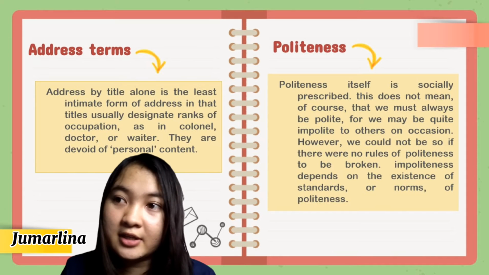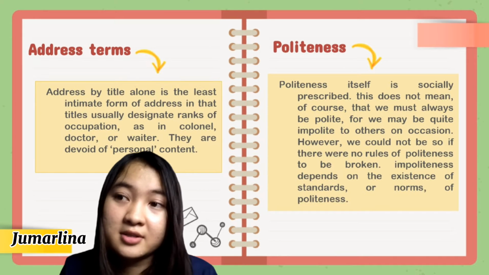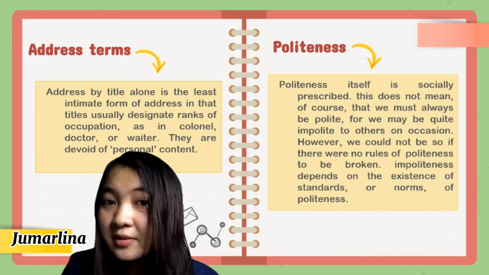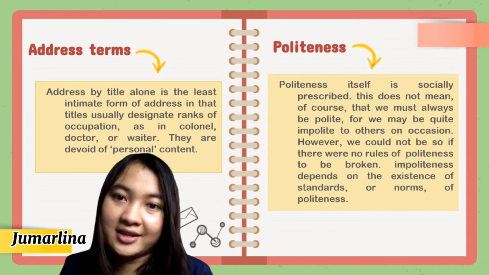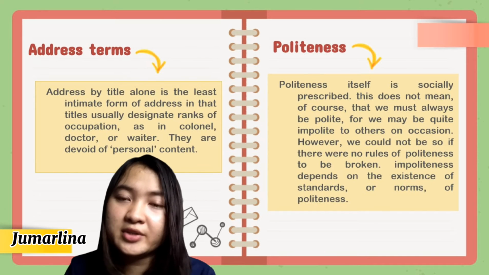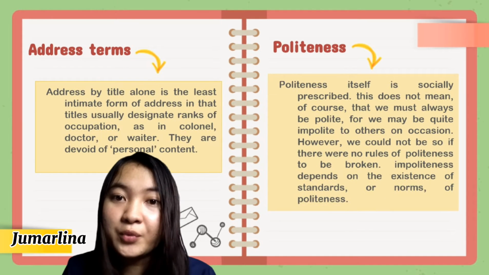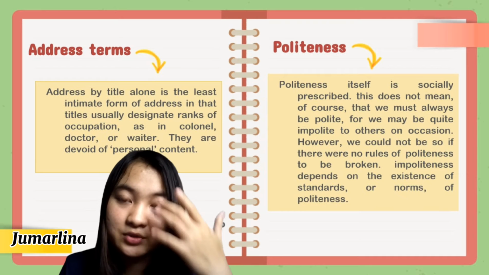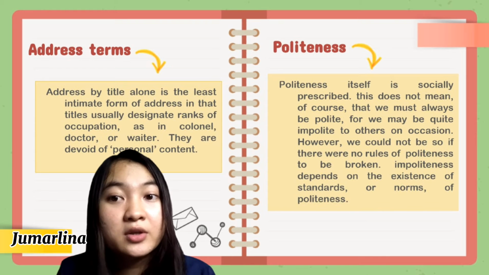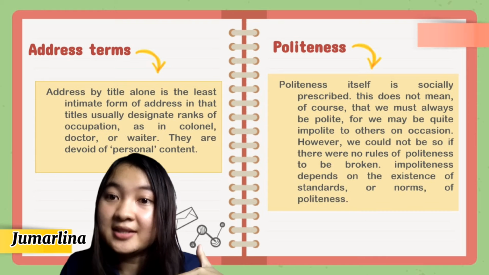Politeness itself is socially prescribed. This does not mean, of course, that we must always be polite, for we may be quite impolite to others on occasion. So, why do we use politeness in language? The answer is politeness shows a sense of respect to others. We can see whether the speaker is polite or not from the high or low speaking styles.